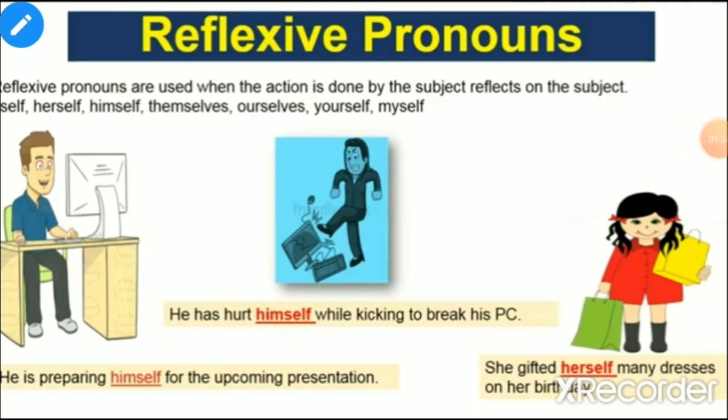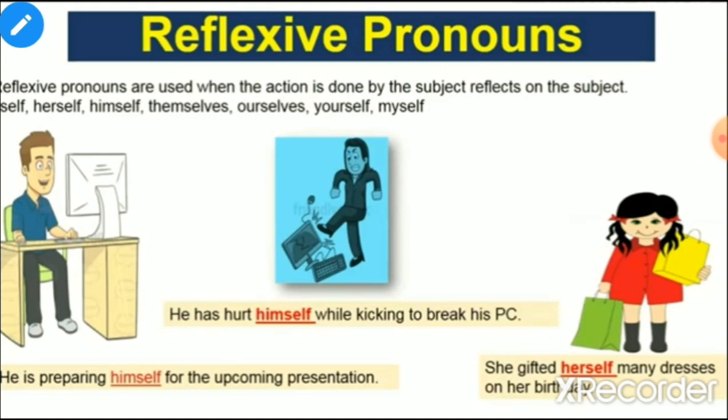We will be moving to the next pronoun, which is reflexive pronoun. Now, what do you mean by reflexive? You must have heard this term in science. That's something which reflects back. Let's see the definition first.